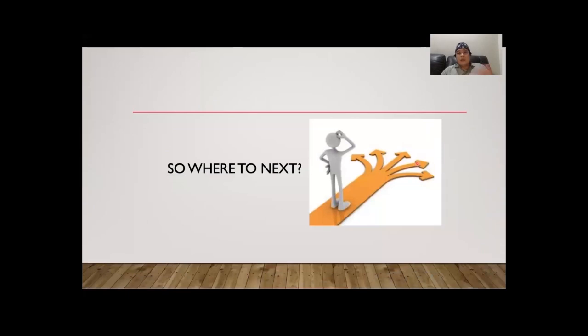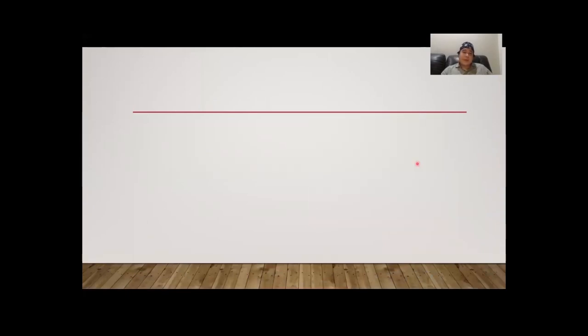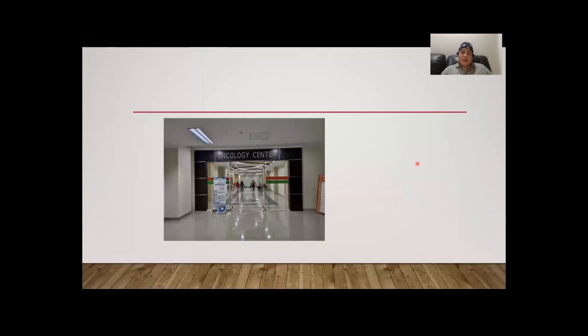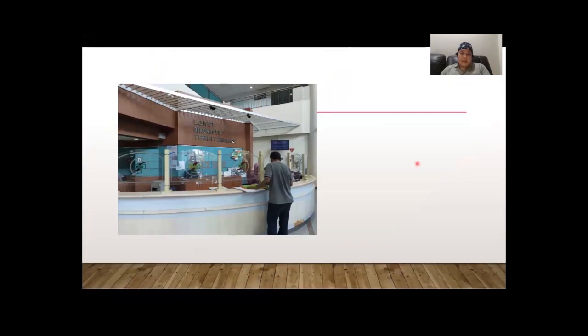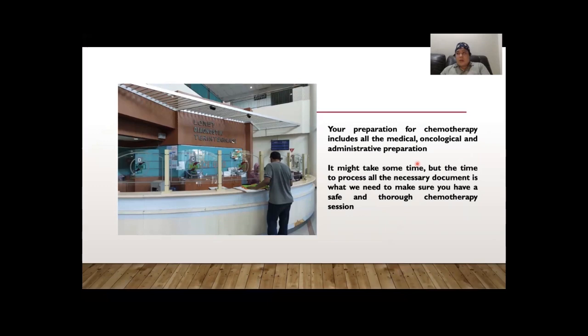So after we have all that, where to go next? And this is an example. I think it's a very delightful example. We go to the oncology center. The goal of chemotherapy starts with the decision to treat and seek treatment and prevention of cancer, of course. And then after that, you do all the preparation for the medical, oncological, and administrative aspects. It might take some time, but the time to process all the necessary documents is what we need to make sure you have a safe and thorough chemotherapy session.